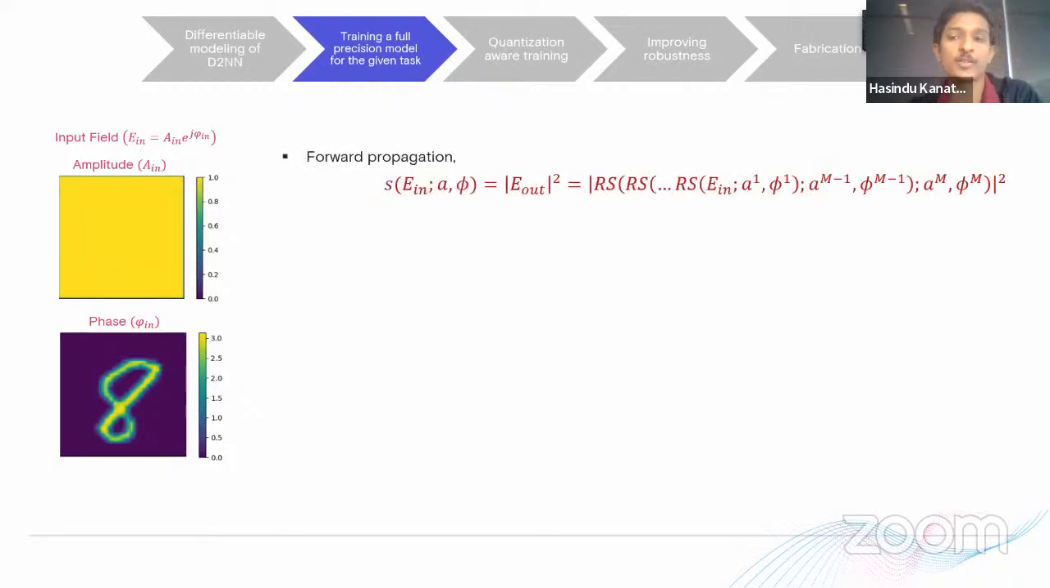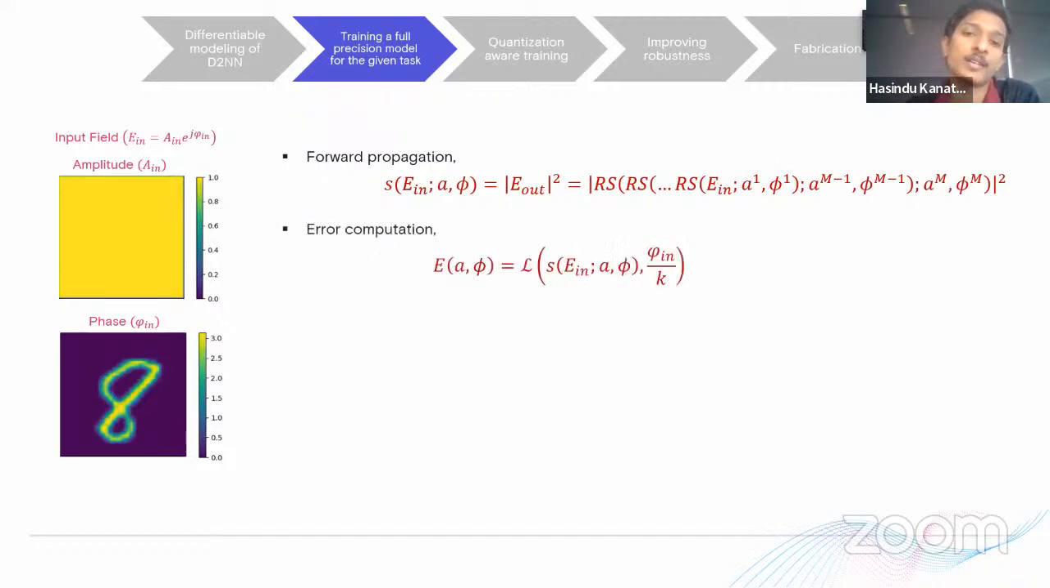First of all, we have to do the forward propagation. For that, we use the differentiable modeling that we did previously. Using that, we can model the entire network and propagate this incoming wave through it. And we have this output intensity as a function of each of the amplitude and phase coefficients of each of the layers.